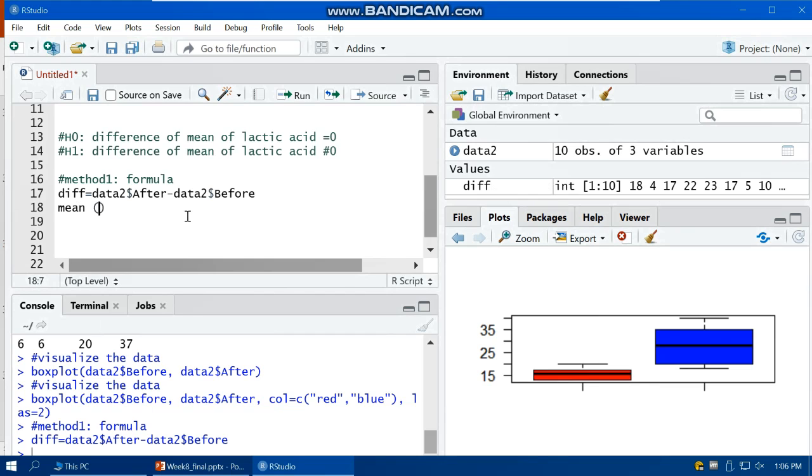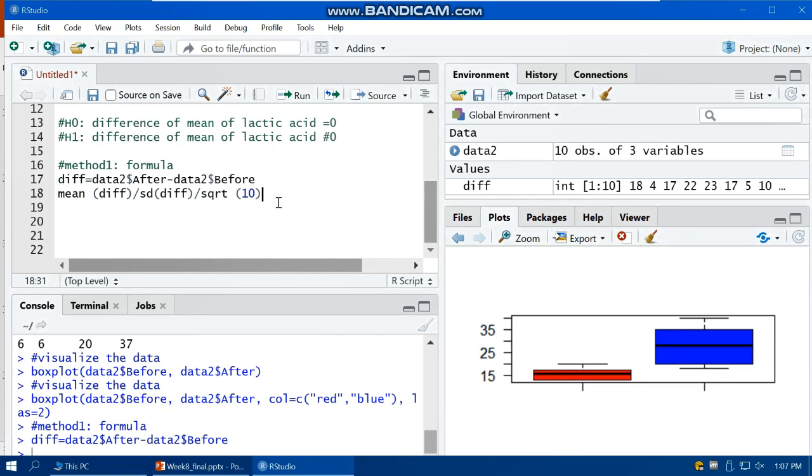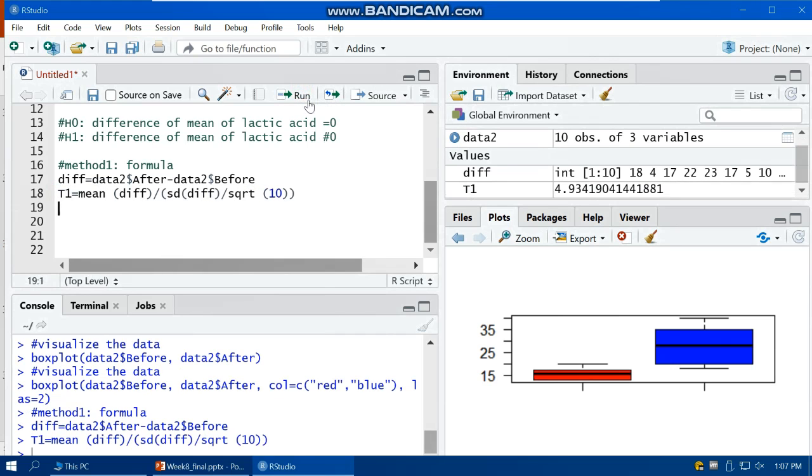So mean of the diff divided by standard deviation of the diff, and divided by sqrt of n, which was 10 observations, right? 10. And I put the denominator in parentheses, right? So that's the formula. It's the mean of difference divided by the standard deviation of difference divided by the square root of n, and then I save it in an object with the name of t1. Okay. So we have the test statistic of 4.93.